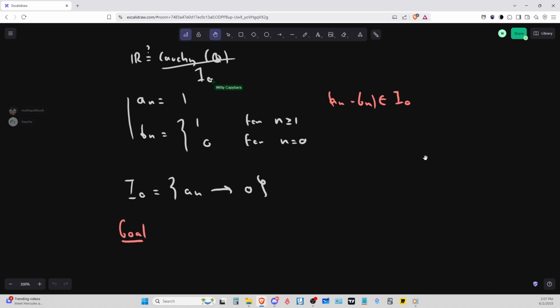Quotienting by I0 here will get us exactly what we want. We want the sequences that converge to the same point to be treated as if they were the same sequence in the first place. That's why we have to quotient out by I0.